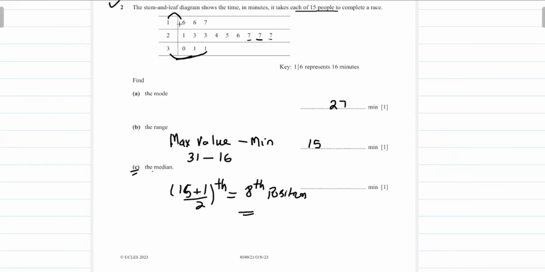You see here, the first value is 16, second also 16, third, fourth, fifth, sixth, seventh, eighth, and this is the eighth value of the data, and this is 25. The 25 minutes is the median of the data. This is the answer.